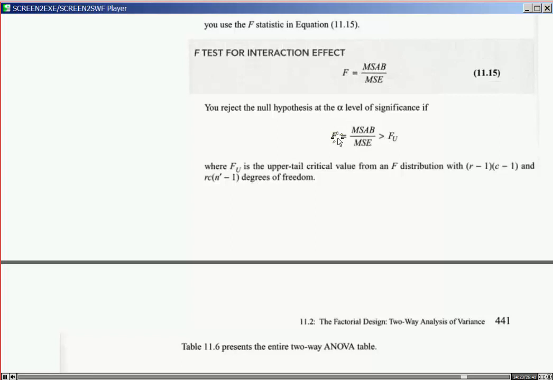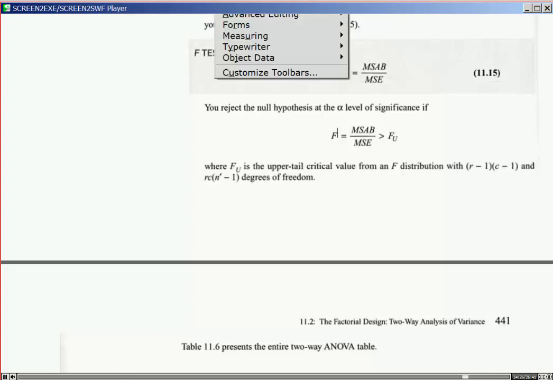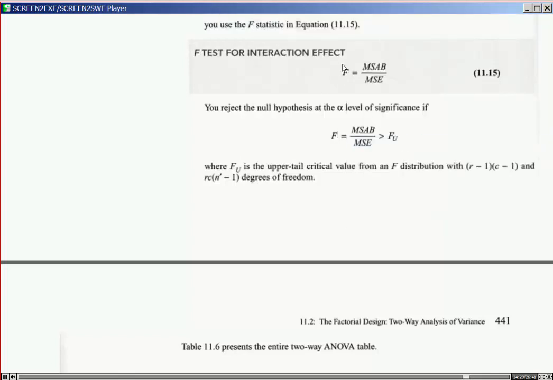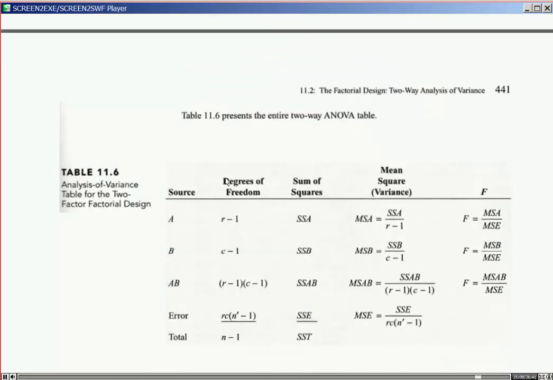You reject the null hypothesis at the alpha level of significance if the F ratio that you calculate from here is greater, that is, lands in the rejection region, greater than the critical value F sub U, where F sub U is the upper tail critical value from an F distribution with R minus 1 times C minus 1 degrees of freedom for the numerator, and RC times n prime minus 1 degrees of freedom for the denominator. Okay.